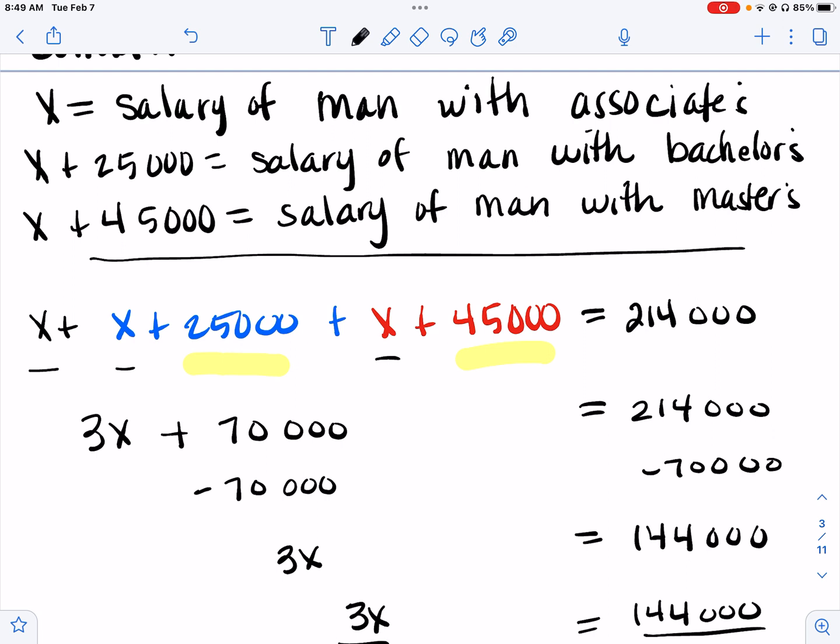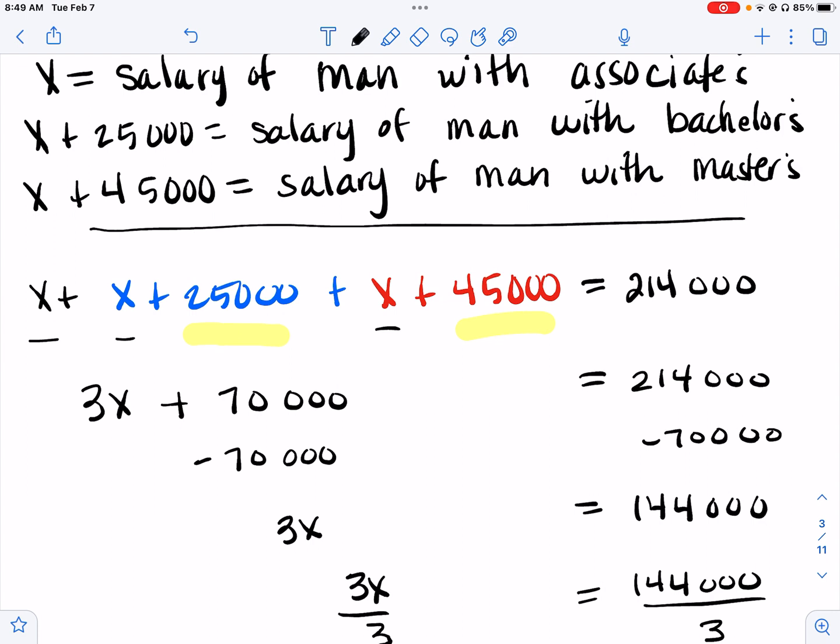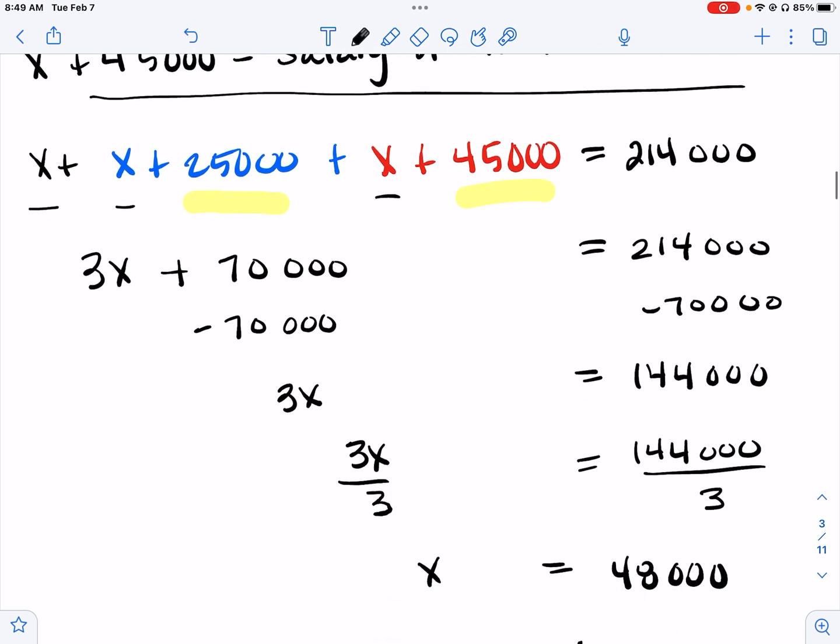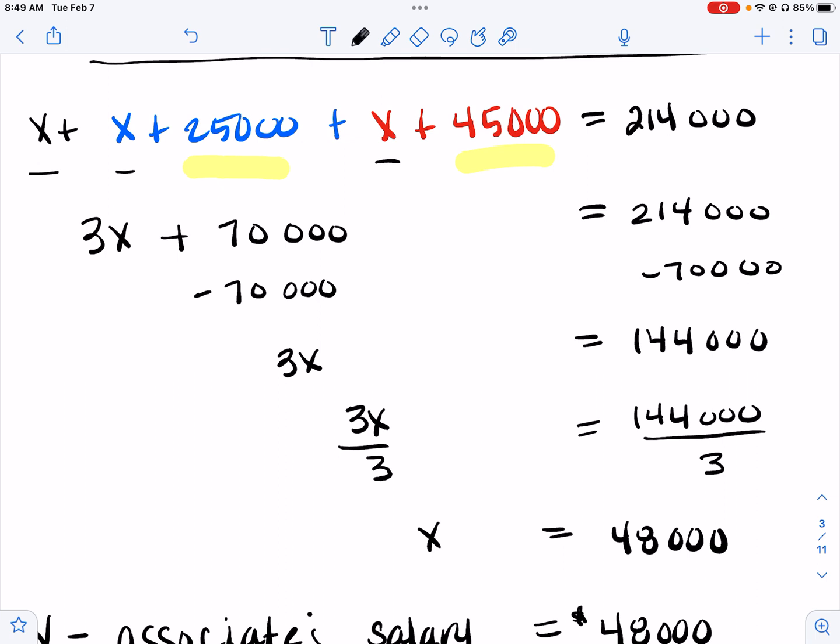Now it said the total, so that means if you add up x plus 25,000 plus x plus 45,000, that gives you the total of 214,000. x is the associate's. What's in blue is the bachelor's. What's in red is the master's. Now we can add our like terms. x plus x plus x is 3x. 25,000 plus 45,000 is 70,000.